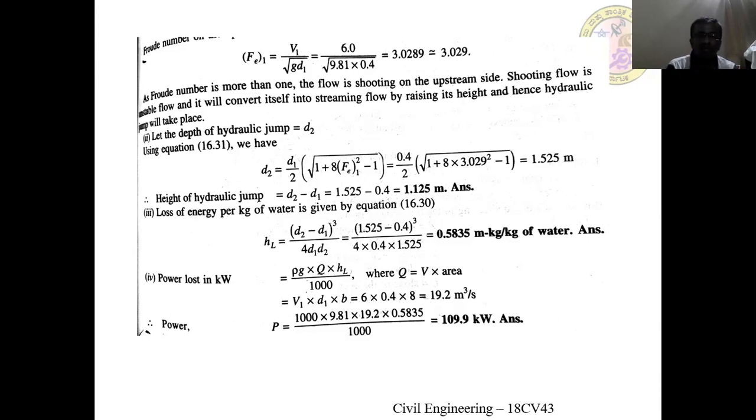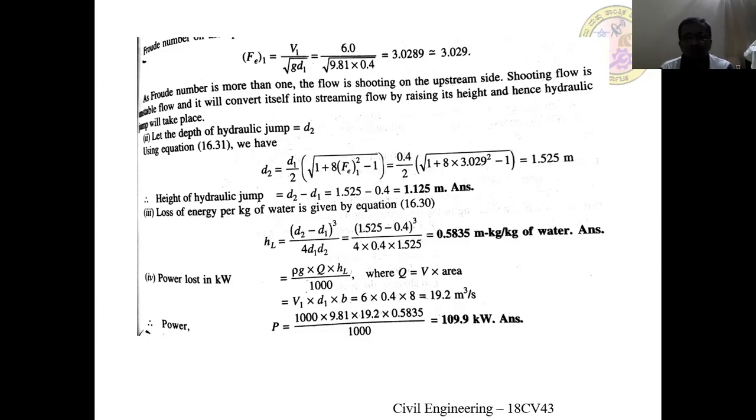First, you conclude whether a hydraulic jump occurs or not. You write in the sentence: yes, a hydraulic jump occurs. Why? The value of F1 is greater than 1. Simple. Once you decide a hydraulic jump occurs, then find the depth after the jump, D2 or Y2.